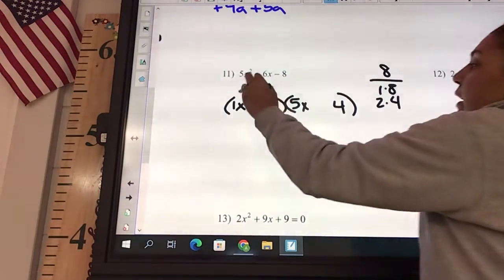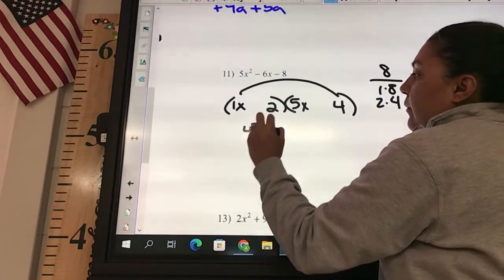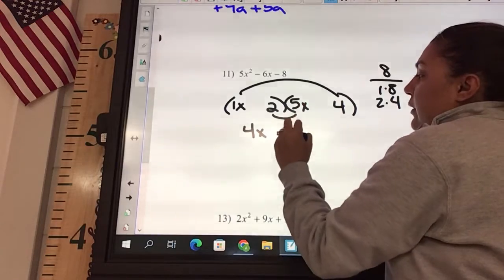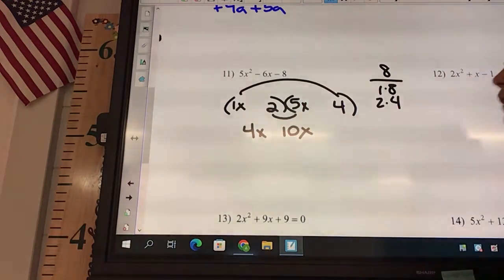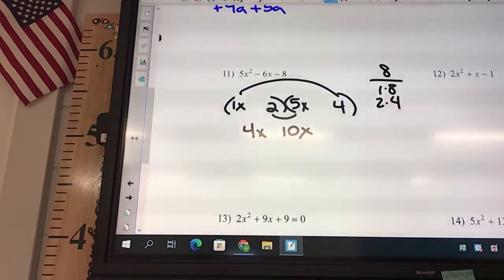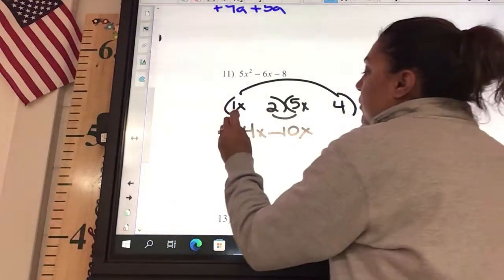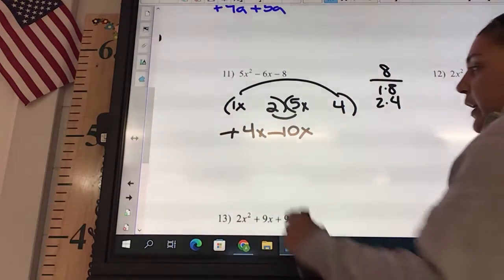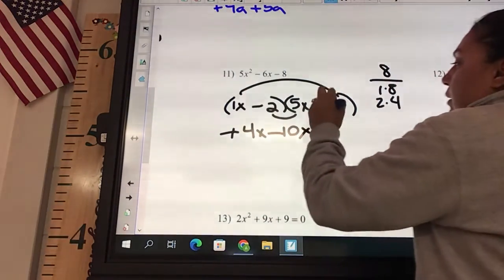Okay, so we're going to check the outer and the inner. It's going to give you 10x. Well, okay. How could a 10 and a 4 ever give me a negative 6? Okay, well, it's going to have to be a minus plus. So up here, it's going to be minus plus.